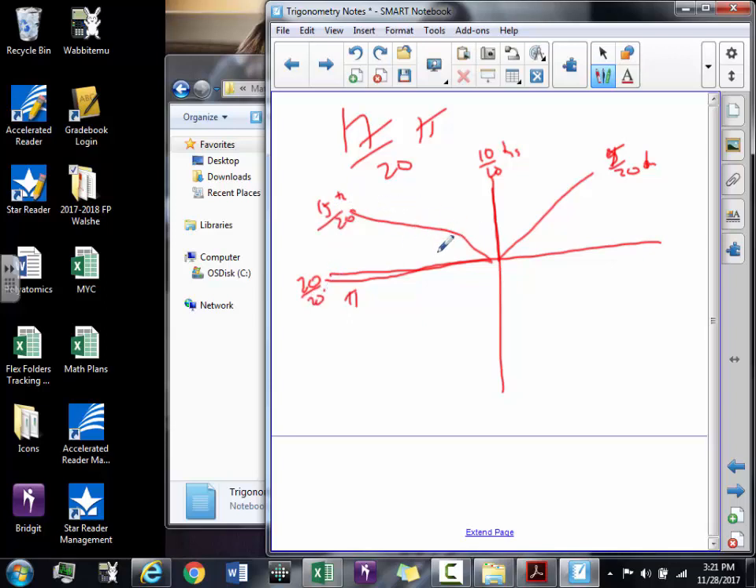I need 17/20. So if between 15 and 20, I need to get 17, I better break this up into 1, 2, 3, 4, 5. So this would be 15/20. This would be 16/20 right here. This one would then be 17/20 of pi. I now know that my angle is all the way around there. That's 17/20 of pi.